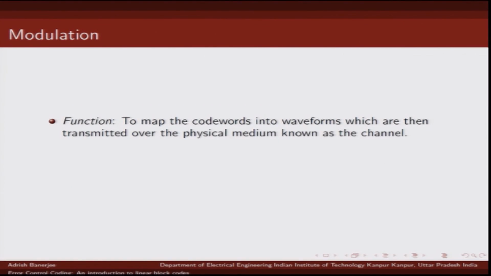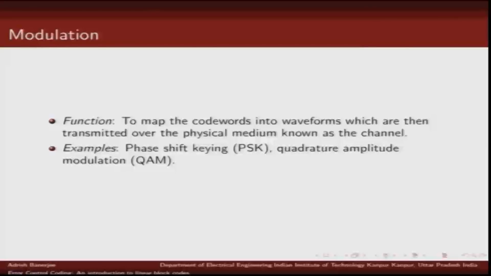Now, once we have the encoded sequence, we would like to transmit it over a communication link. So, what we need to do is modulation. Modulation maps these code words into actual waveforms which are sent over a communication link. I am sure you are familiar with digital modulation techniques such as BPSK, binary phase shift keying, and quadrature amplitude modulation, or you have also studied analog modulation schemes.